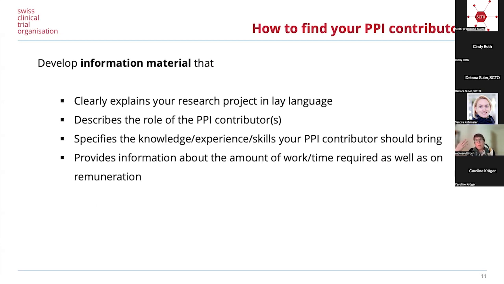To find your PPI contributor, what is important to develop is information material that will clearly explain your research project in lay language. PPI contributors are from the public, so they are mainly not healthcare professionals. So it's important to have this lay language summary. Describe the role that you want them to have. Specify the knowledge, the experience, and the skills that your contributors must have or should bring to your study, and provide information about the amount of work time that is required, as well as the remuneration.